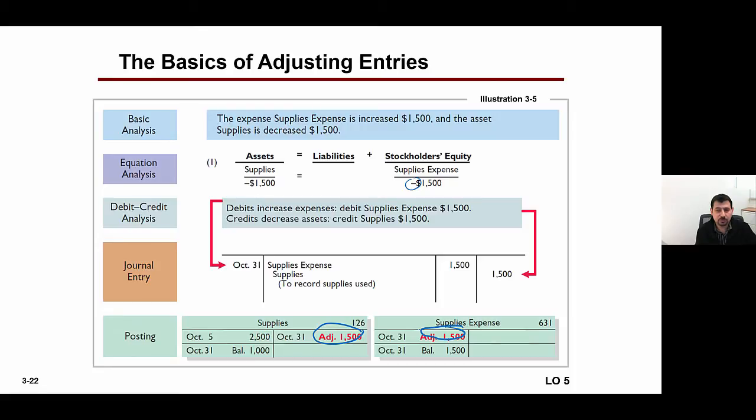And the same thing could also be said about assets. So assets would have been overstated by $1,500, because in the trial balance we were saying that we had an asset account of $2,500, whereas in reality we only had 1,000 in that account.